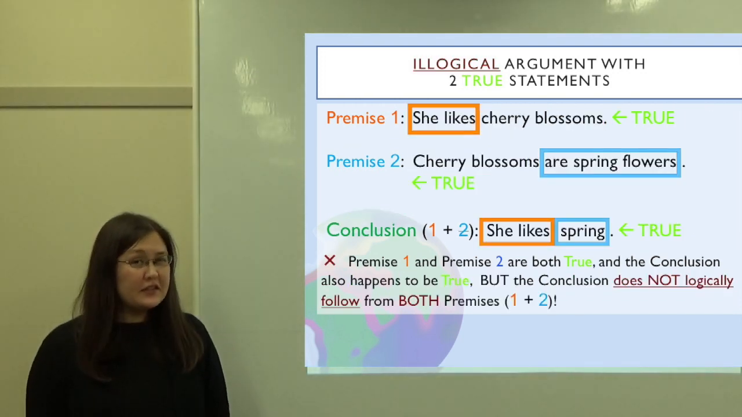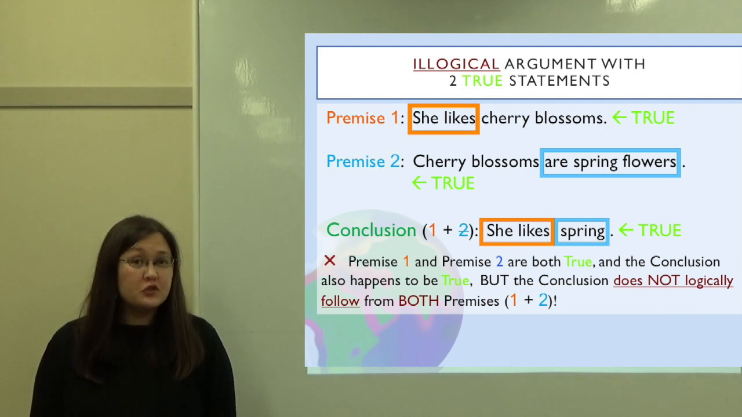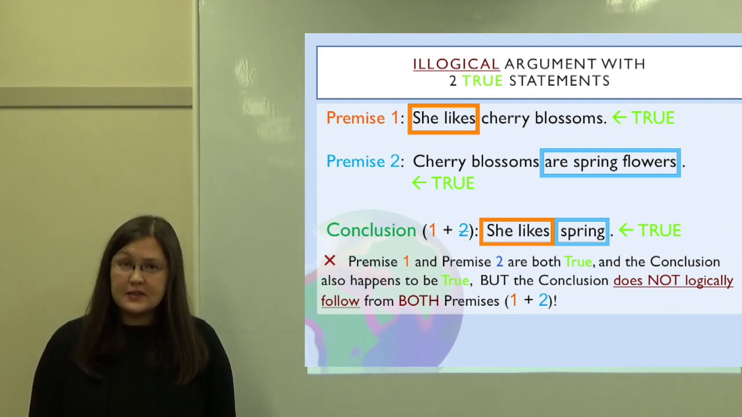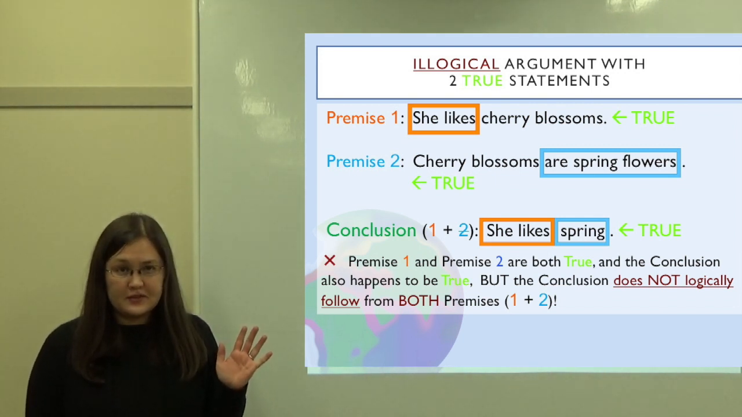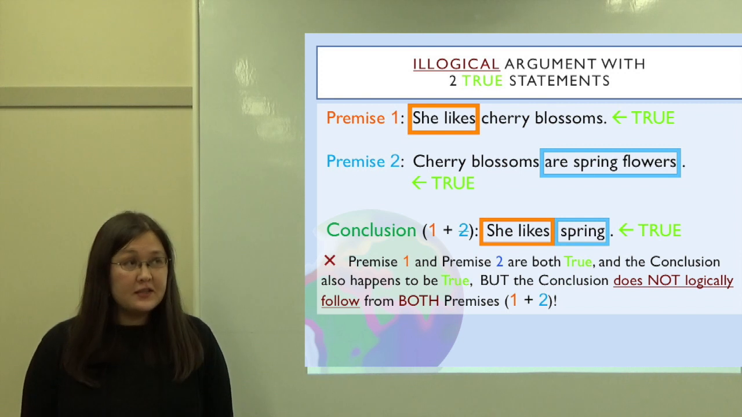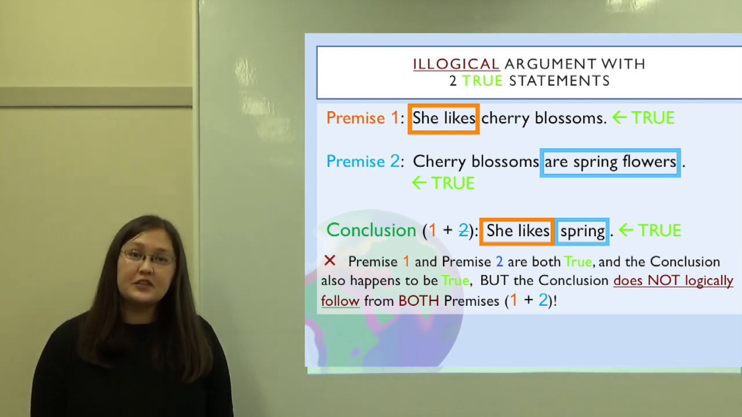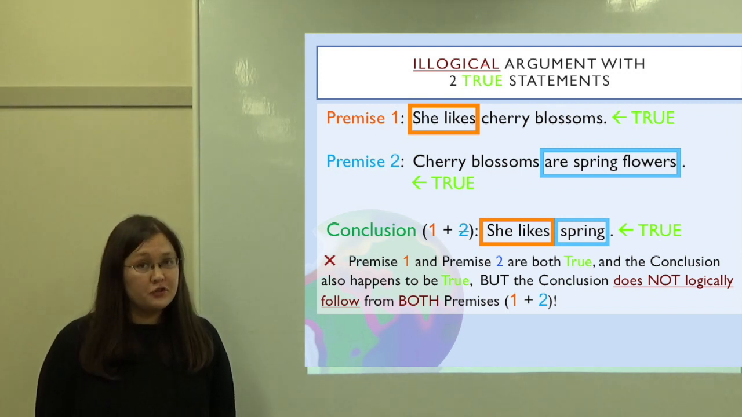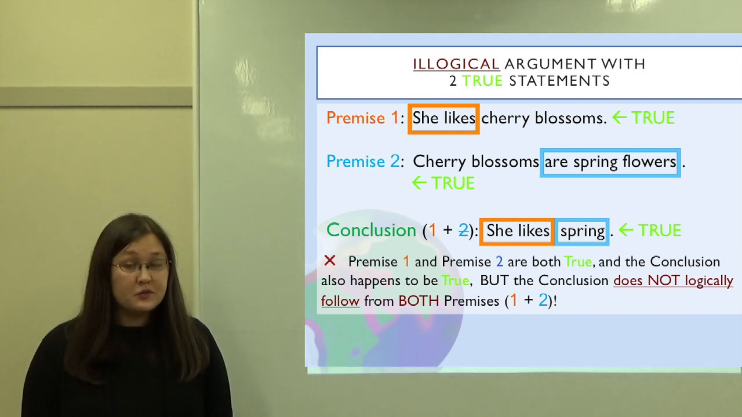Okay, now let's look at some examples of illogical arguments. We want to avoid illogical arguments. So first, think about this example. What is wrong with this? Premise 1. She likes cherry blossoms. Let's imagine our imaginary hypothetical character. She likes cherry blossoms. So this is true. And premise 2. Cherry blossoms are spring flowers.